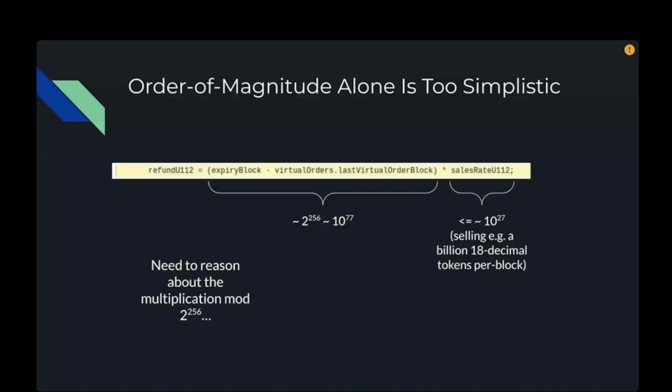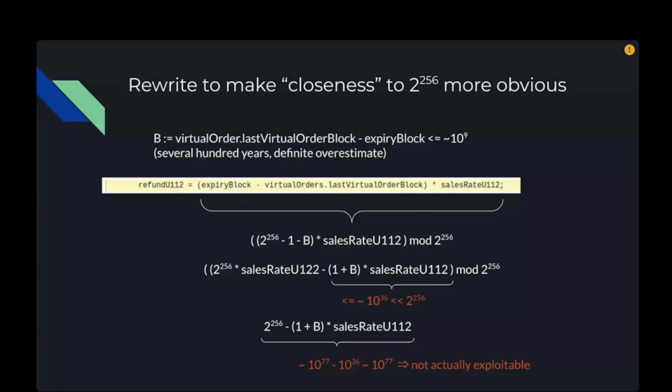So you've got to get a little fancier with the math, and what you want to do is rewrite this expression in a way where you can evaluate that mod easily. To make the formulas a little smaller, I defined this value, which is basically the reverse of the subtraction: the last virtual order block minus the expiry block. Again, doing worst case analysis, that should be no more than about 10 to the 9th, which is several hundred years, so a definite overestimate. So we can be very confident this number is no bigger than 10 to the 9th, let's say.